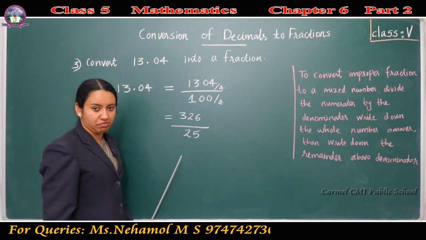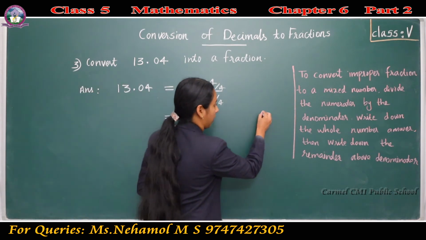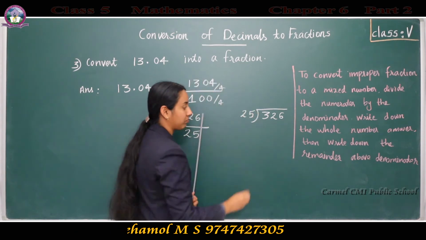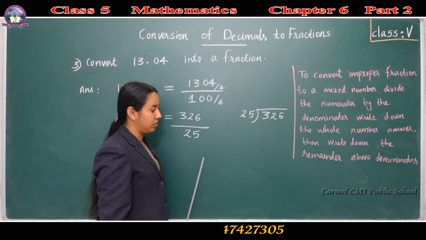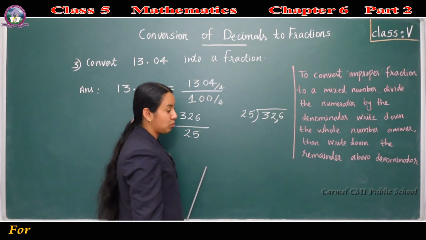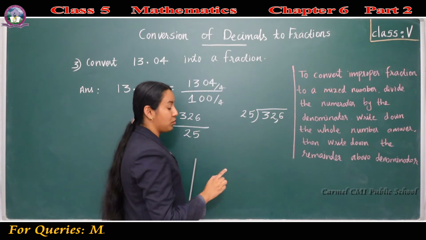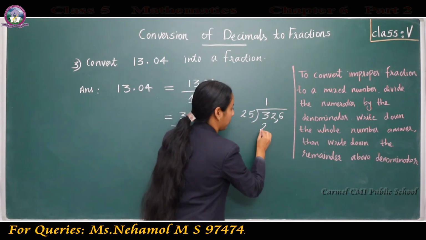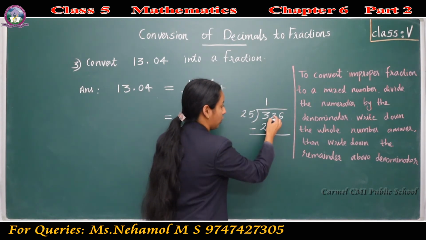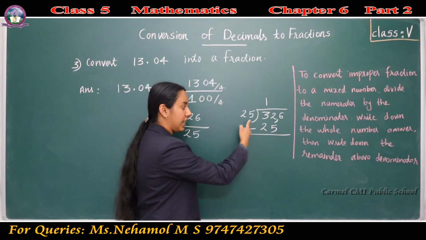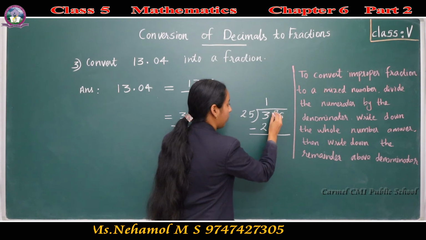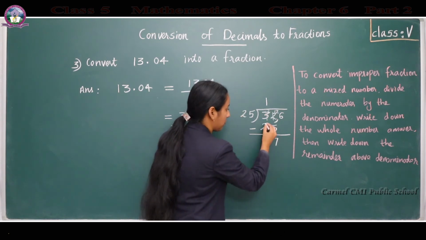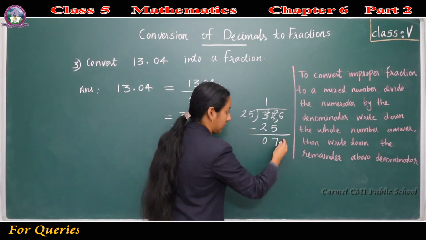326 by 25 is an improper fraction, so first we have to divide. 326 divided by 25. First take 32. 1 times 25 is 25, 2 times 25 is 50, so we take 1 times 25. Then subtract: 2 minus 5 is not possible, so borrow. 2 becomes 12 and 3 becomes 2. 12 minus 5 is 7, 2 minus 2 is 0. Write the next number 6 down.